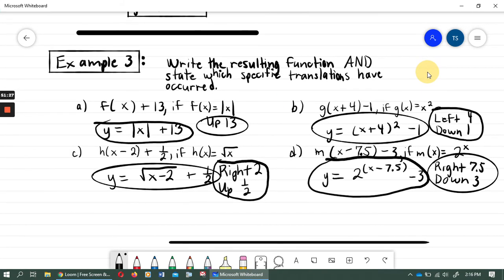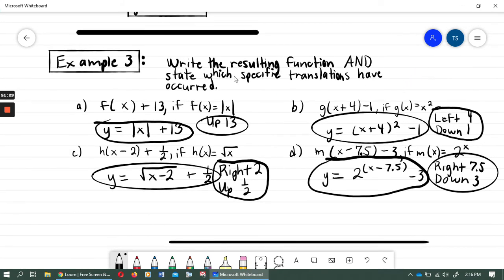So we're asked to write the resulting function and state which specific translations have occurred. So guys, in part A here, we're asked to find f of x plus 13 on the outside, right? And we're asked to do that transformation if f of x is the absolute value of x, right?